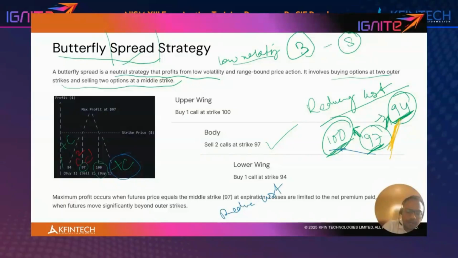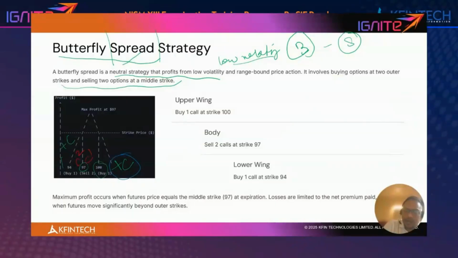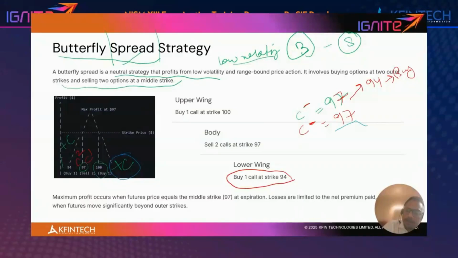How will it reduce the cost? Let's see again. I will erase all these things and let's understand it again. I'm selling two calls. Call number 1 at 97. Call number 2 again at 97. Now this call can go on either side. Suppose it goes to 94, I'm buying it again. That's what I'm doing here. Suppose this call goes to 100, I am buying it again.